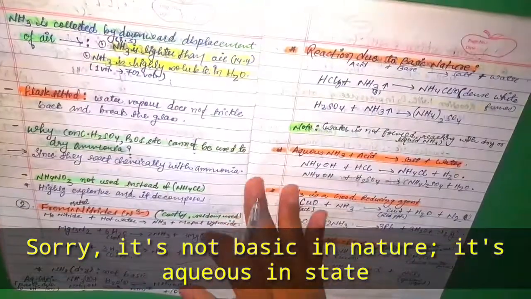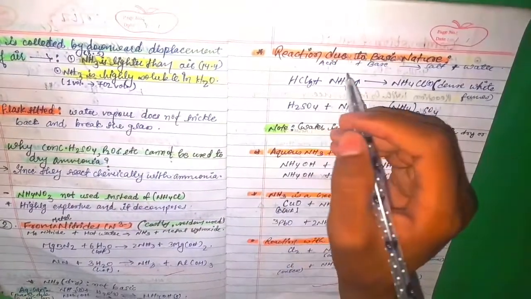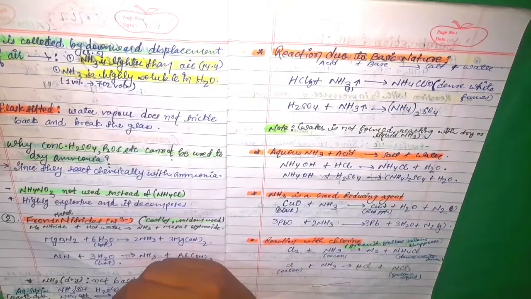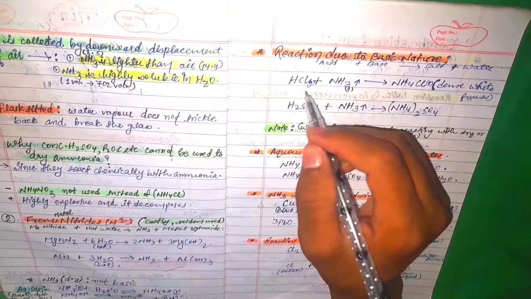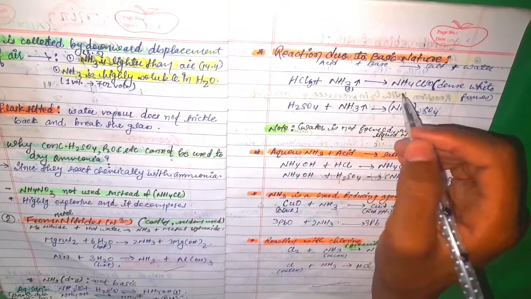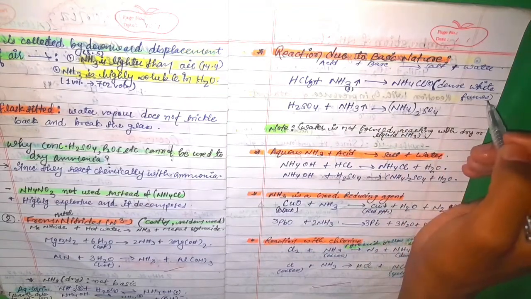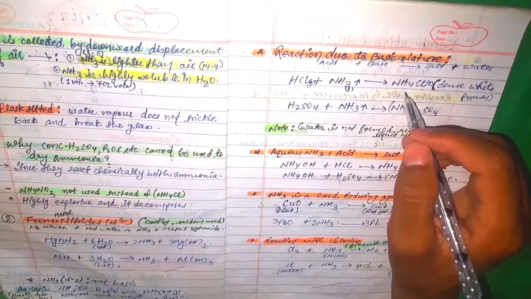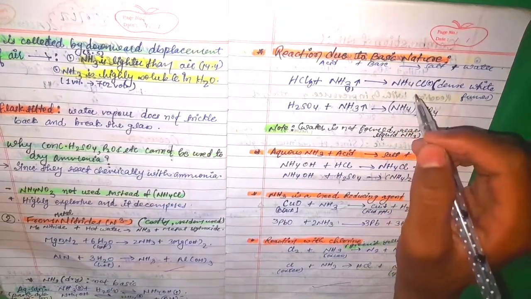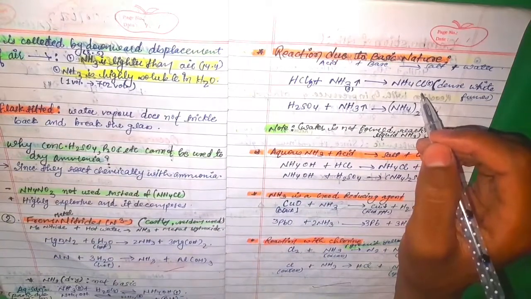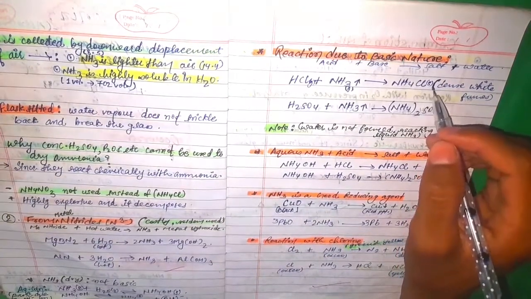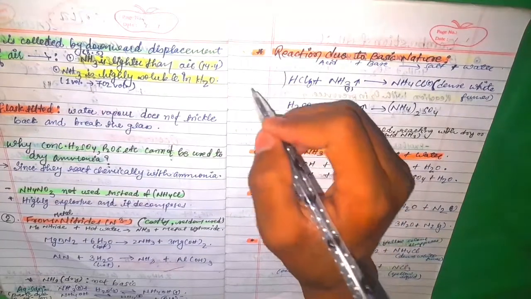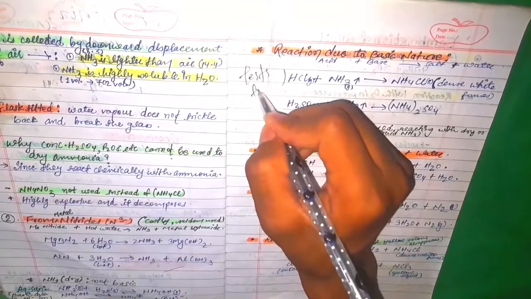Now the next part is reactions due to basic nature. When we react with the basic nature of ammonia, what do we get? Acid plus base: NH3 ammonia will give ammonium chloride, a dense white fume, and this is the only reaction which contains all three bonds: electrovalent bond, covalent bond, and coordinate bond. And this is also a test for ammonia. Tests for ammonia.